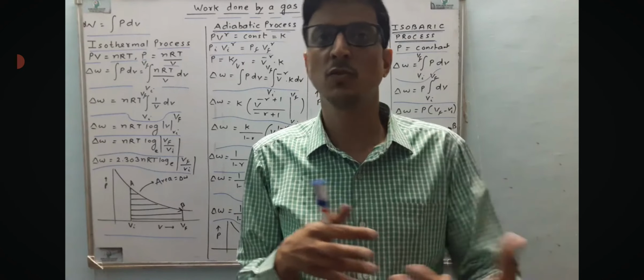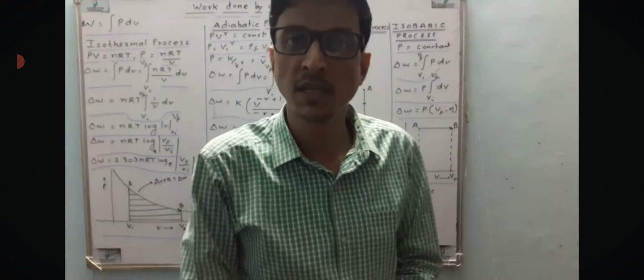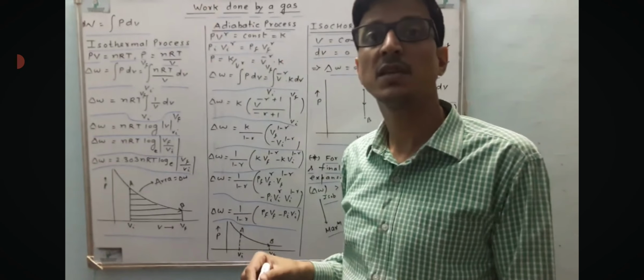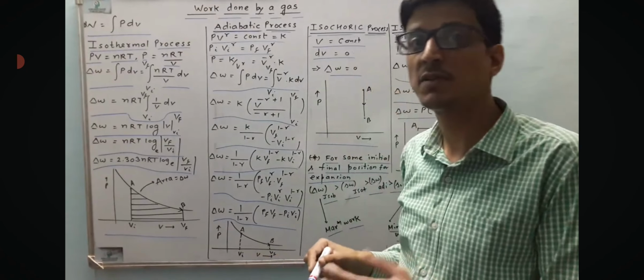So we have a general relation for the work done by a gas as the integration of P dV, where P is the pressure exerted by the gas on the piston and dV is the elemental change in volume. So we will calculate all the work done using this concept. So let's start with the isothermal process first.